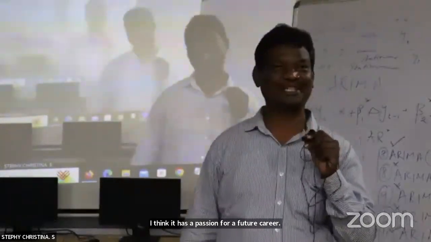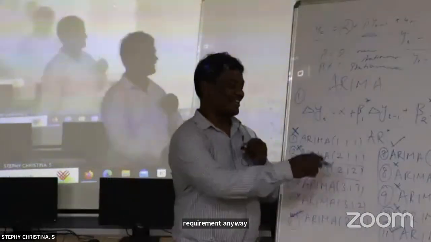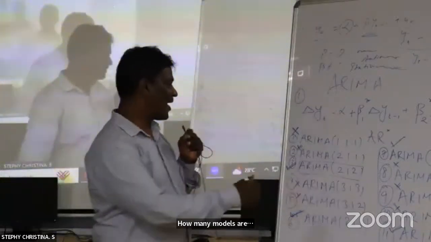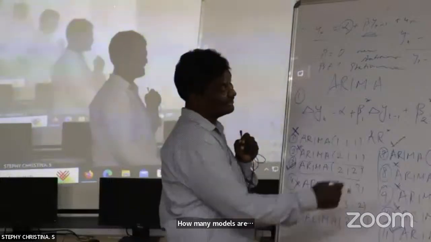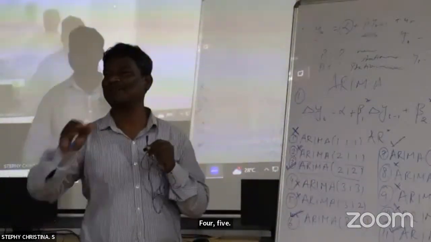Correct? No? We have to go further. Requirement. Anyway, come to the point. How many models are appropriate? So 1, 2, 3, 4, 5. Okay, 5 models. So the rest of the models, just ignore.